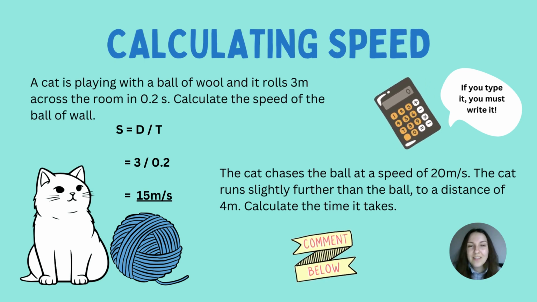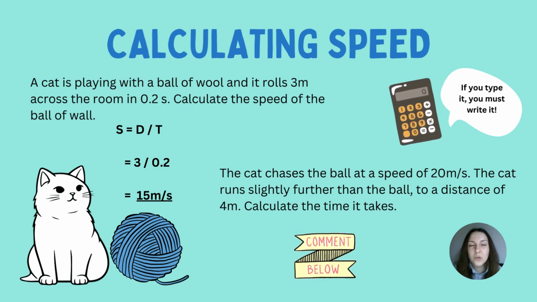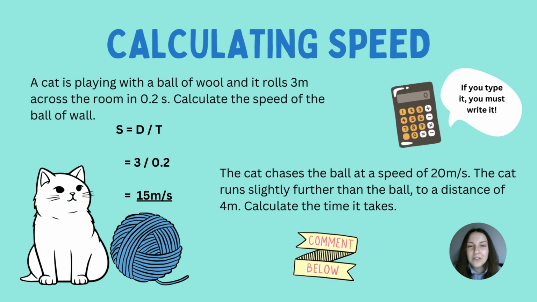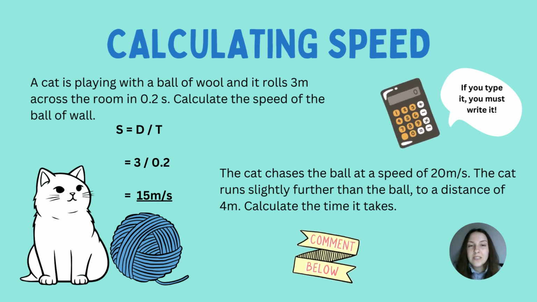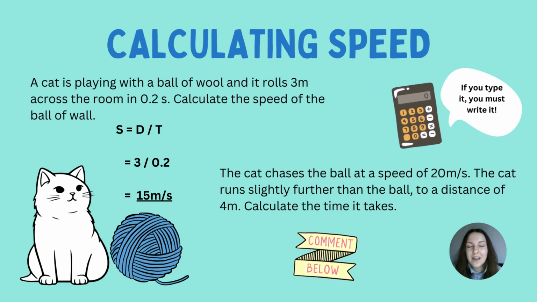Have a go at this next one. It says the cat chases the ball at a speed of 20 meters per second. The cat runs slightly further than the ball to a distance of 4 meters. Calculate the time it takes.